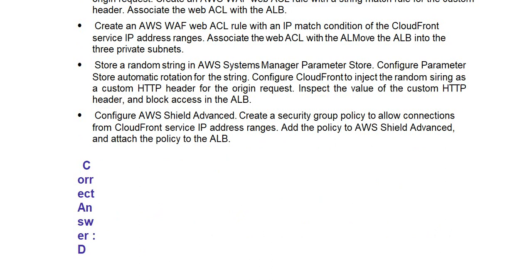Correct answer is option D. Configure AWS Shield Advanced. Create a security group policy to allow connections from CloudFront service IP address ranges. Add the policy to AWS Shield Advanced and attach the policy to the ALB.